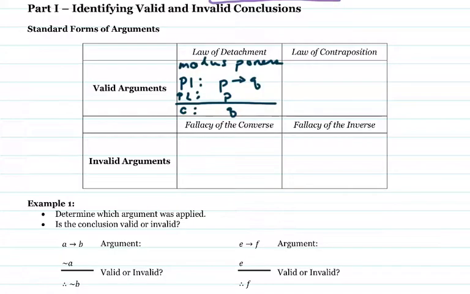The second law we're going to look at to determine valid arguments is the law of contraposition. Another name for that, again, back to the Latin, is modus tollens. I took a lot of years of Latin in high school, so it's kind of nice to see it used. Anytime I see it, I get excited.